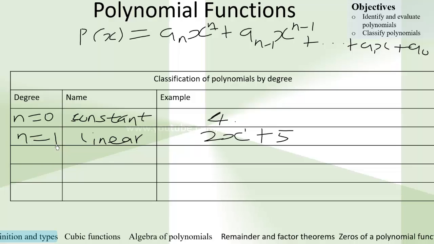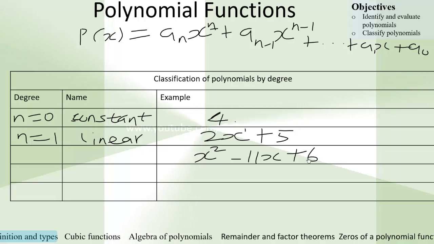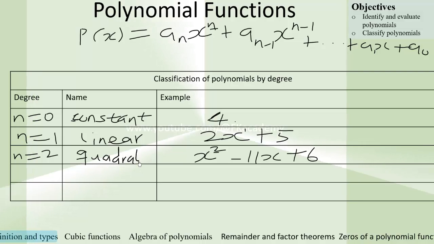Then we also have something like x squared minus 11x plus 6. So the degree here is 2. So n is equal to 2. And we call this a quadratic. Now, because it has 3 terms, we can call it a trinomial.